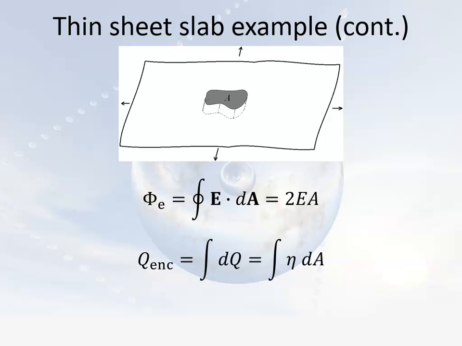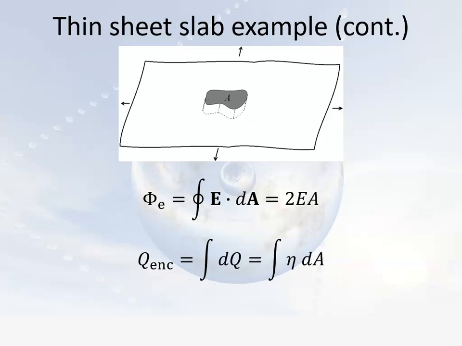What about the right side of Gauss's law? Well, here it is. I told you this one was trivial. The amount of charge enclosed is simply equal to the integral of eta dA, but eta's constant.